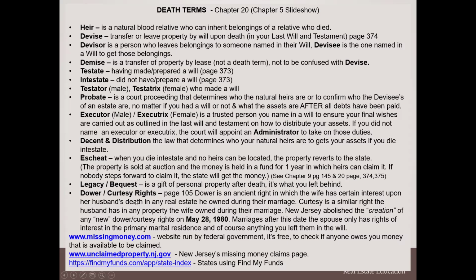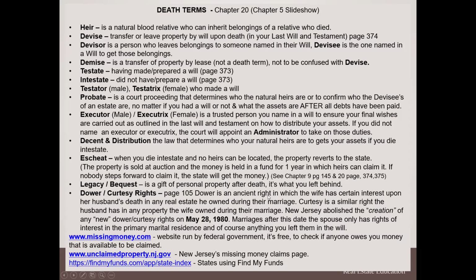Dower and courtesy rights. Okay, so these are specific New Jersey rights for people who live in New Jersey. Dower begins with a doe, and a doe is a deer, a female deer. Remember that song? Doe, a deer, a female deer. Courtesy, because men should be courteous to women, is the male's right. So dower is the wife's right. Courtesy is the husband's right.